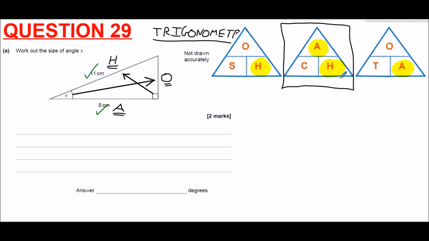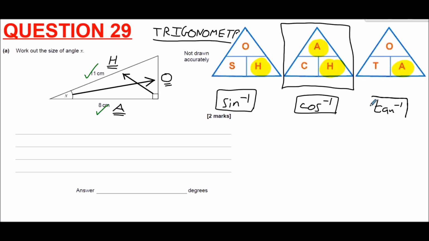What you need to know when you're finding angles, it's always going to be either using the sin -1 button, cos -1, or tan -1. If ever you're finding angles, and only if you're finding angles, use these buttons where it's a -1 for sin, cos, or tan. C stands for cos, and we've chosen to use the cos triangle, and so we're going to be using the cos -1 button.